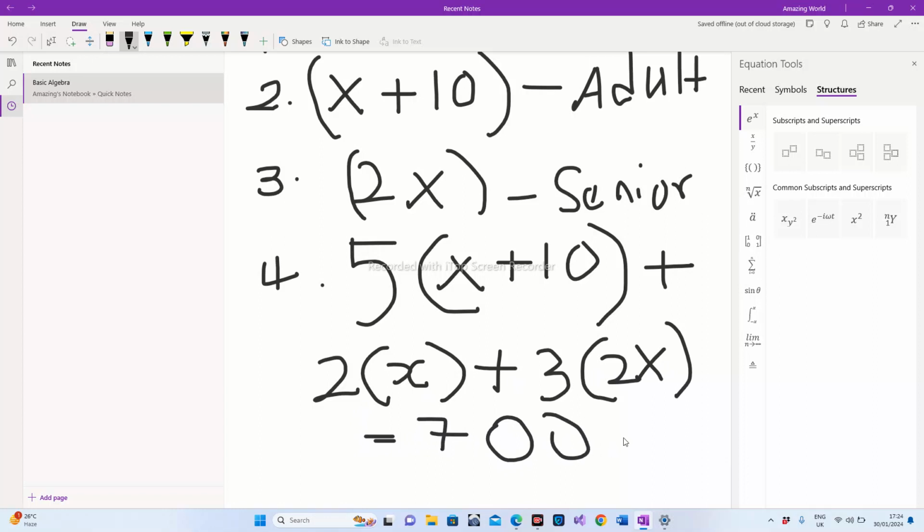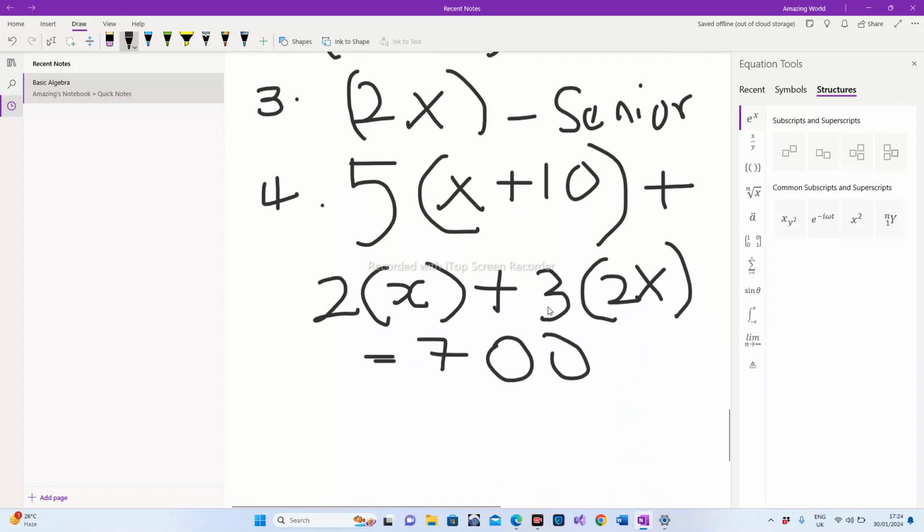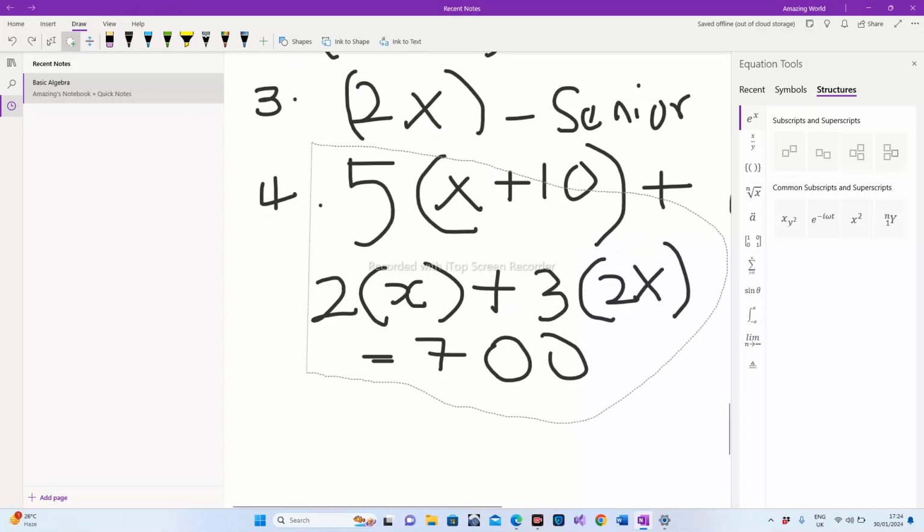So we have clearly stated this problem in an algebraic equation, as we have seen here.